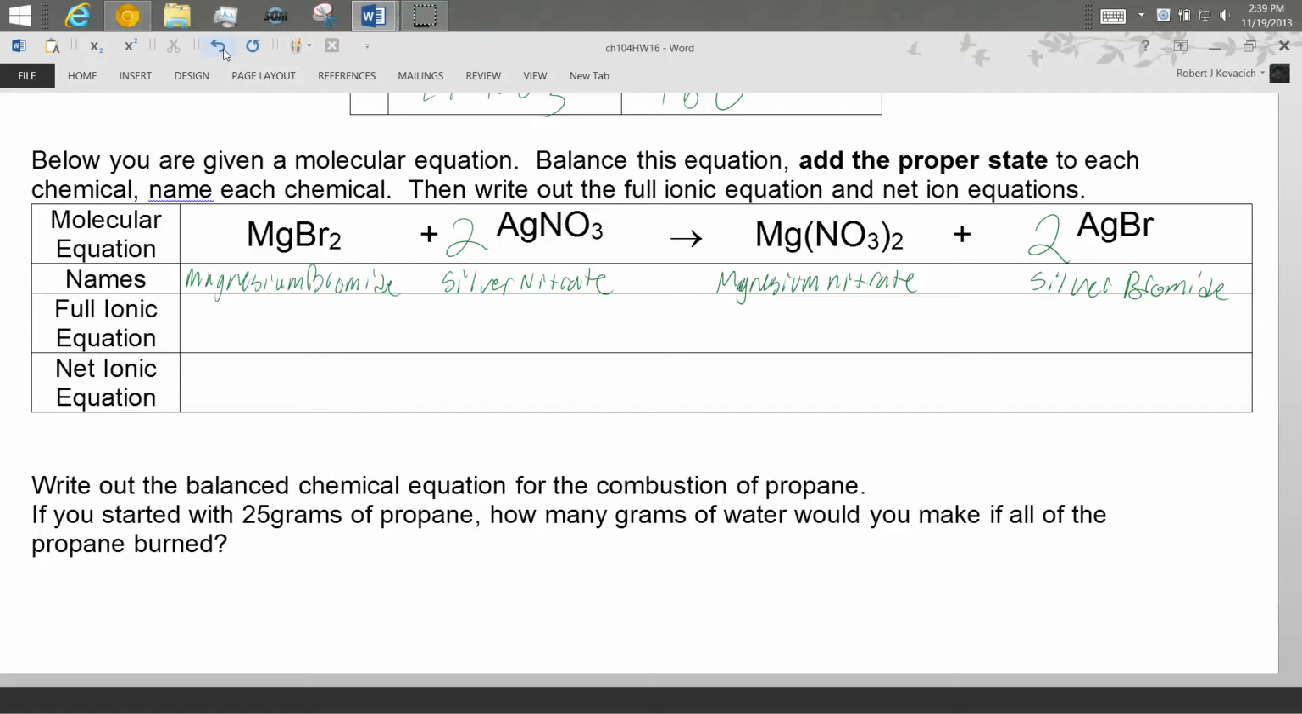So when you see this kind of reaction, what do I have up here? An ionic turning into what? An ionic and an ionic. And we'll talk about today that this is called a double replacement reaction. These only happen in water.